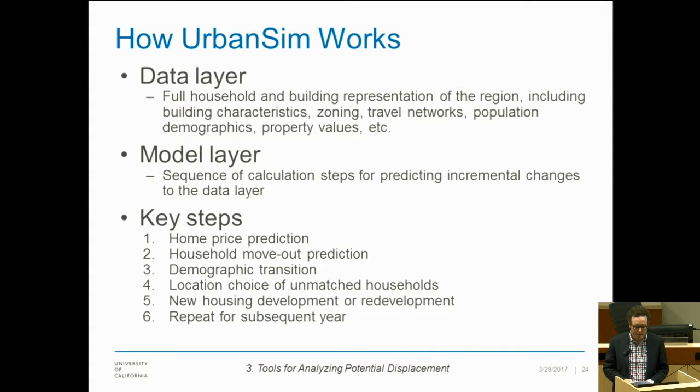Some of the key forecasting steps are things like updating the home price projections, predicting household moves, matching households to new housing, predicting which parcels will be developed or improved, and things like that. The overall intention with UrbanSim is for the individual components of the model to be behaviorally realistic and easy to interpret while also being calibrated to large-scale dynamics.